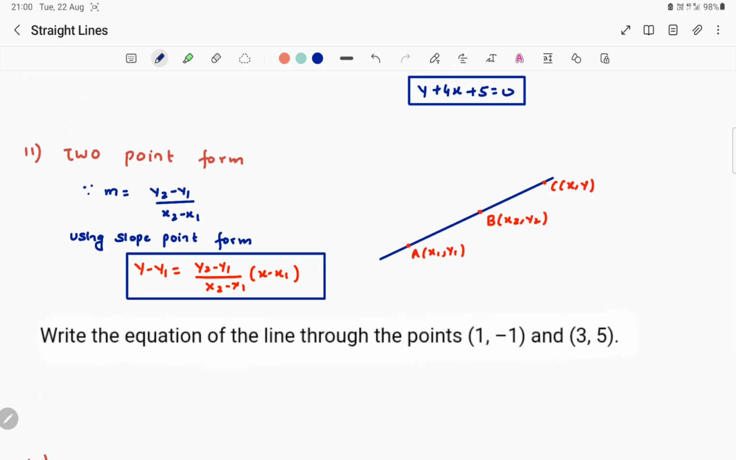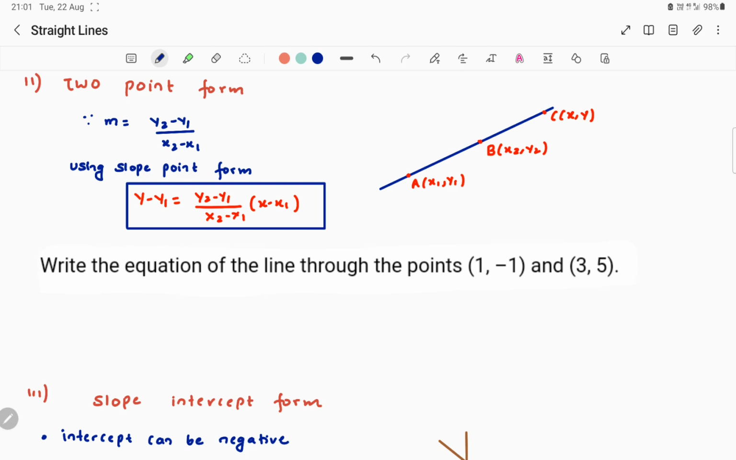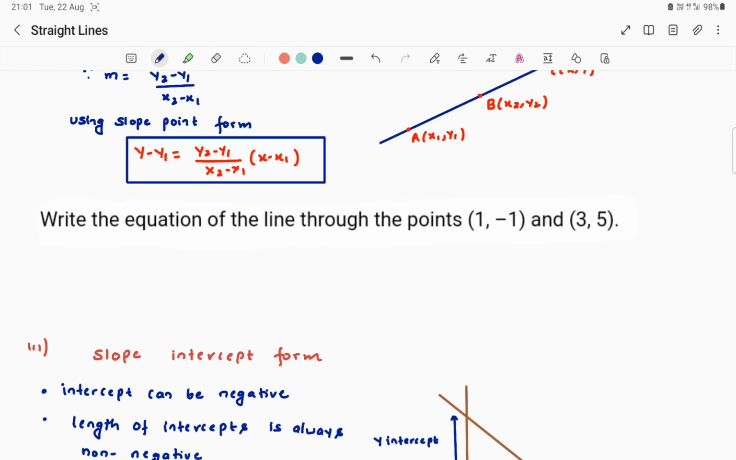The next we have is the two-point form. As the name suggests, now they will not give you the slope, they will give you two points. No problem, if they've given me two points, I can find the slope, isn't it? So slope is y2 minus y1 by x2 minus x1. And if I use the previous form, the slope-point form, in place of m I can write y2 minus y1 by x2 minus x1. So now I can say the equation of the straight line is y minus y1 is equal to y2 minus y1 by x2 minus x1 into x minus x1.